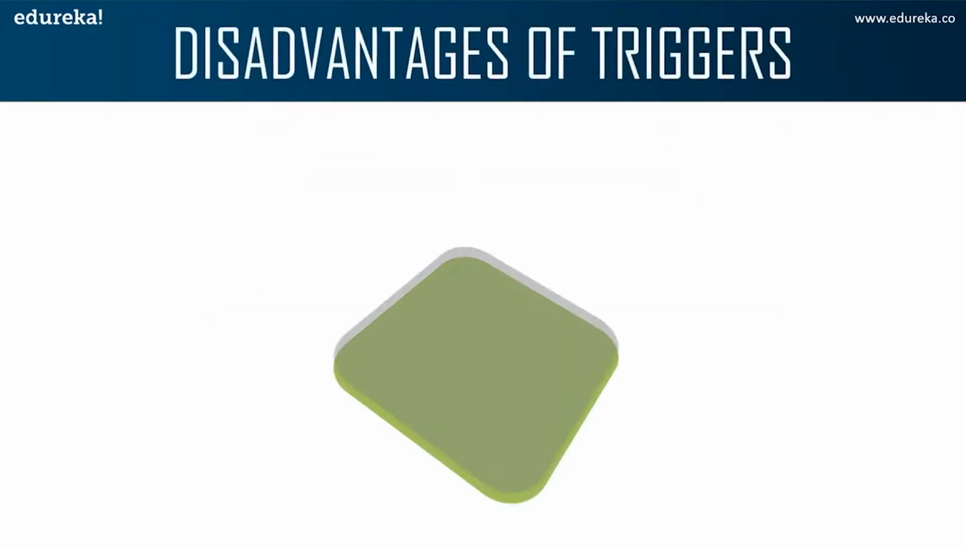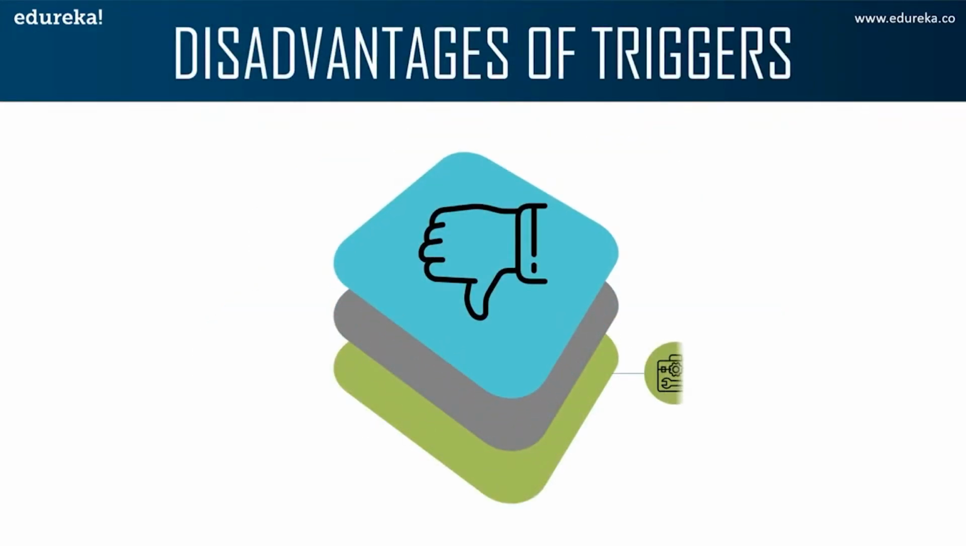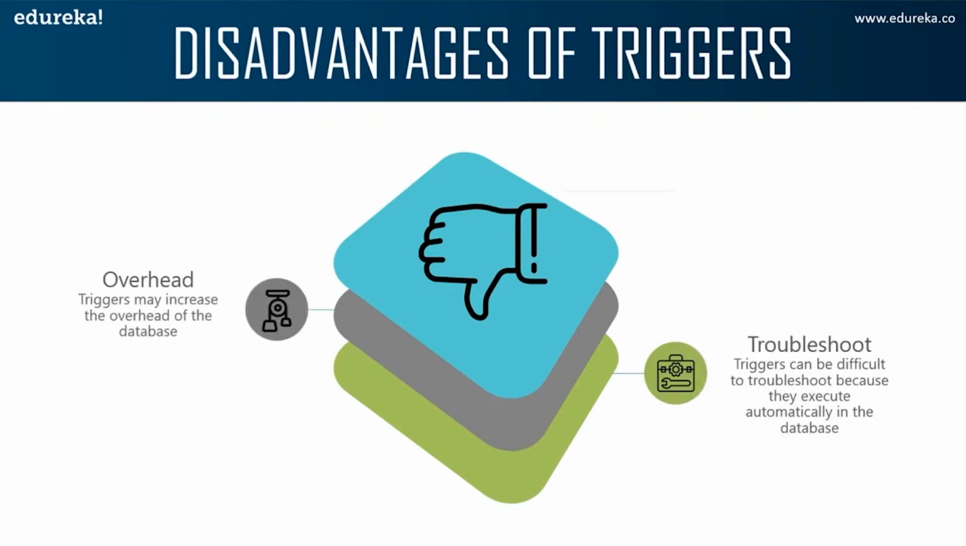Let's look at the disadvantages of a trigger. Triggers can only provide extended validation, that is, not all kinds of validations. For simple validations, you cannot use not null, unique, check, and foreign key constraints in a given trigger. The next one is triggers may increase the overhead of a database. And the final disadvantage is triggers can be difficult to troubleshoot because they execute automatically in the database. This may not be visible to client applications.